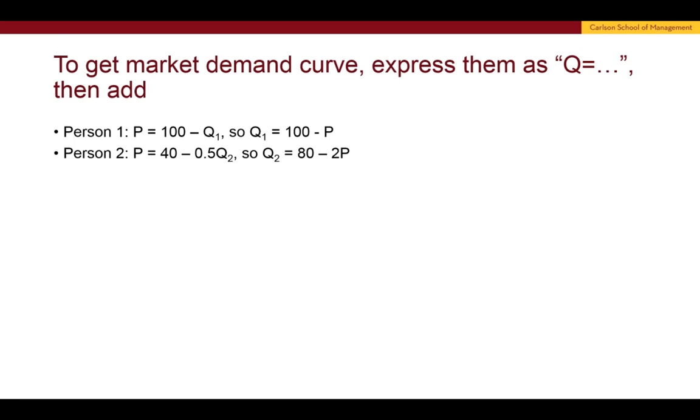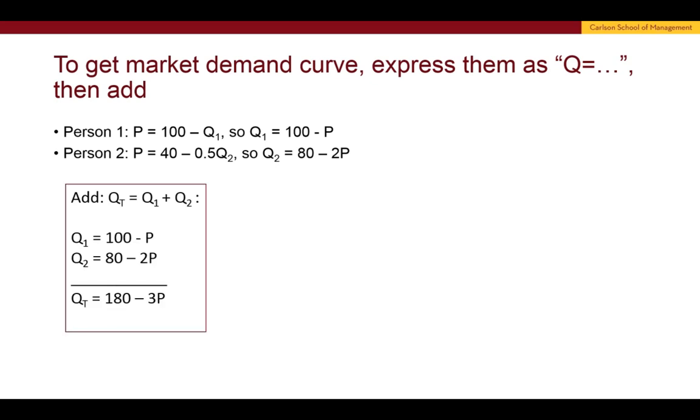From before, we had person 1 with the demand curve P equals 100 minus Q. Well, now let's make a distinction between Q1 and Q2, with Q1 being the quantity purchased by person 1. And so if we do that and solve that first person's demand curve for Q1, we get Q1 equals 100 minus P. Person 2's demand curve from the previous slide is P equals 40 minus 0.5 times Q2. If we solve that for Q2, we get that Q2 equals 80 minus 2P. Well, to get the market demand curve, if there are just these 2 people in the market, we want to sum up that QT, the total quantity, is Q1 plus Q2.